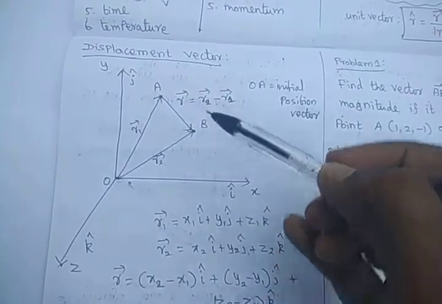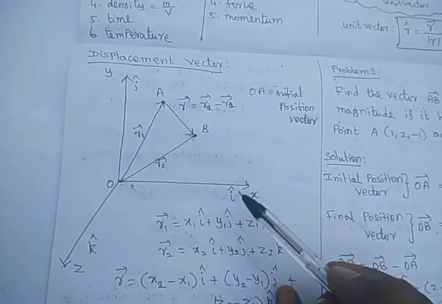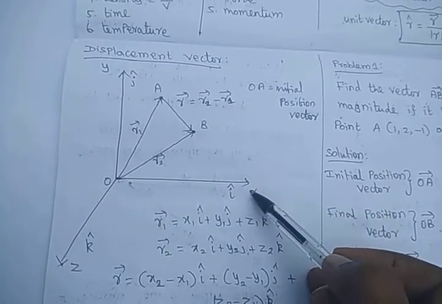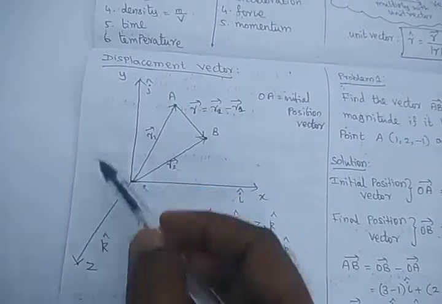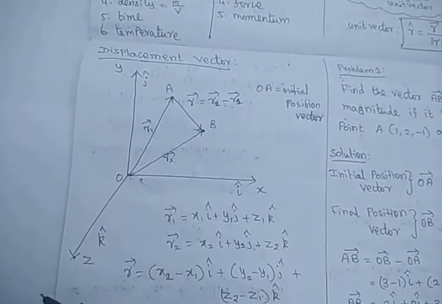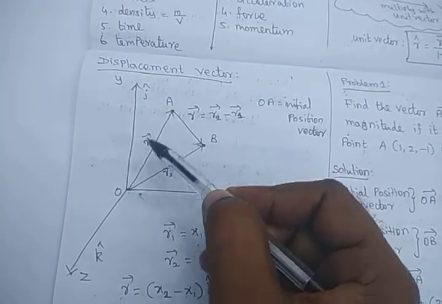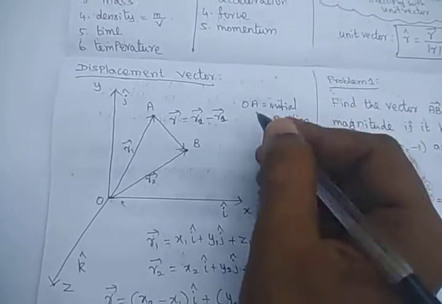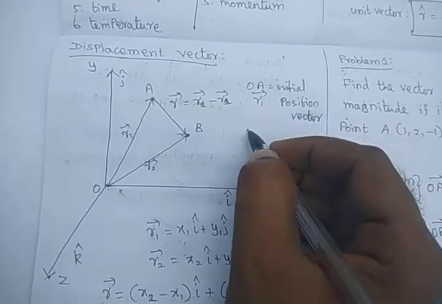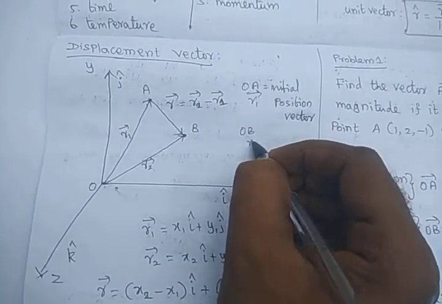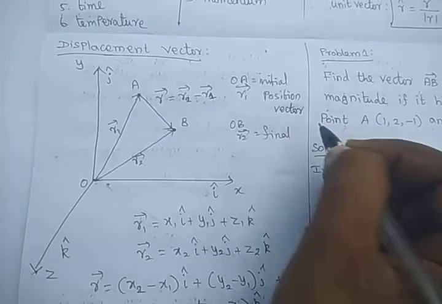So very clear, in x, y and z coordinates, this is a vector coordinate because we can represent x, y and z as i cap, j cap and k cap. So we name this coordinate system the vector coordinates. In the vector coordinates, initially the position of the body is the r1 vector, that is OA, and the final position vector is OB, that is the r2 vector. This is the final position vector.